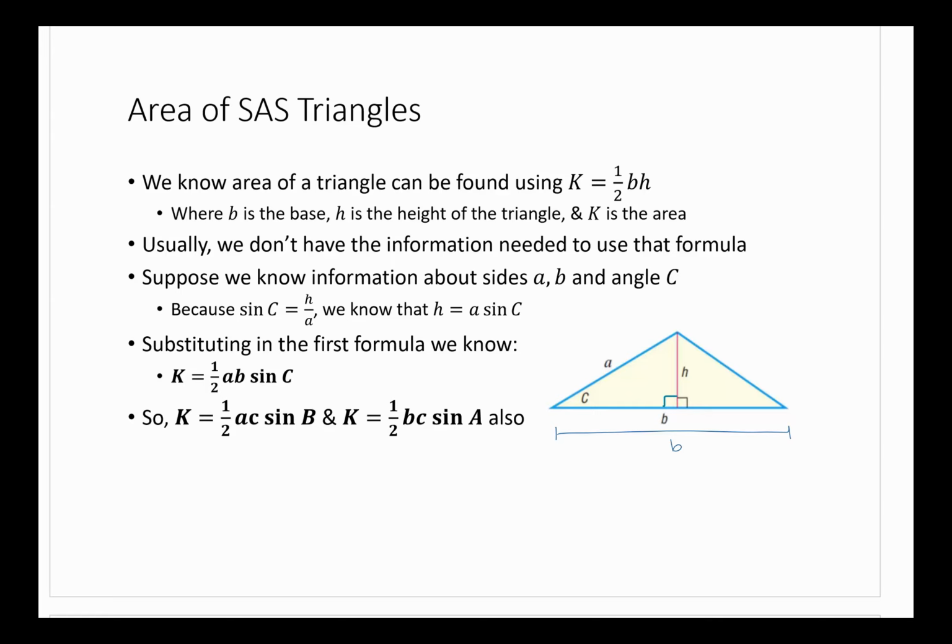If we have information about two of our sides and then the included angle, we can use this formula right here: the area of the triangle is equal to half ab sine C. The reason is that from this angle, the sine of C would be h over a, so a times the sine of C would be h. If I think about how to use that in my formula for half base times height, my height would be a sine of C. If I rearrange that, I get this formula that I highlighted over here.